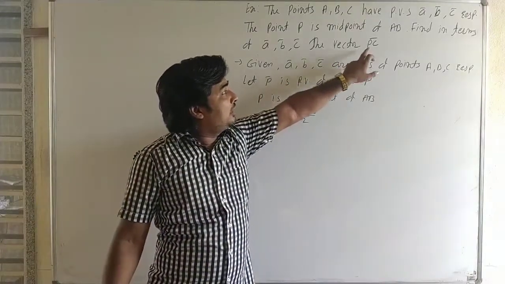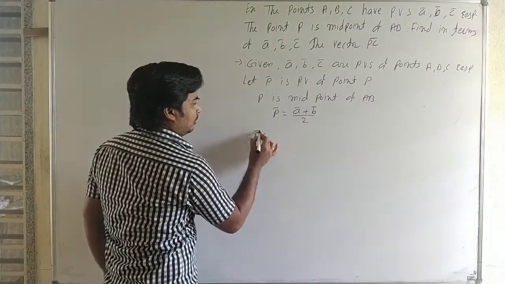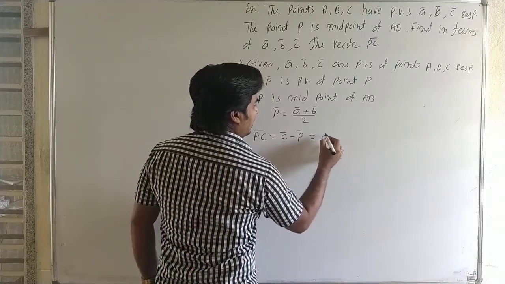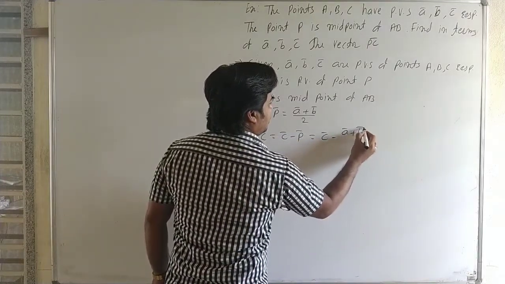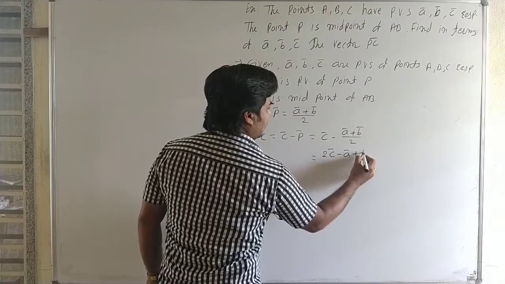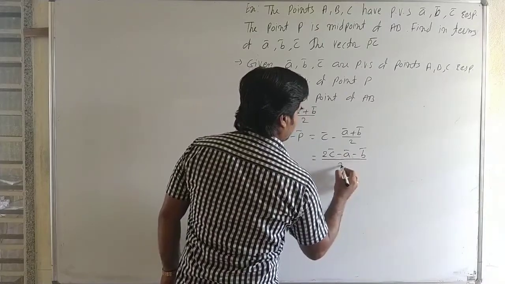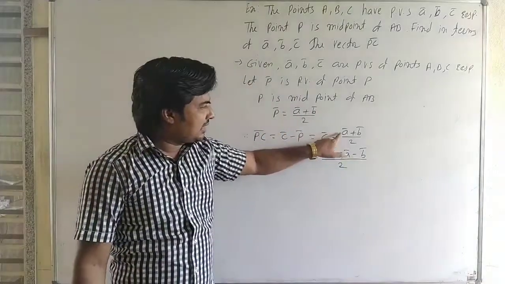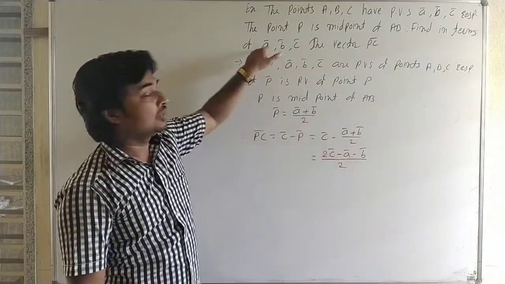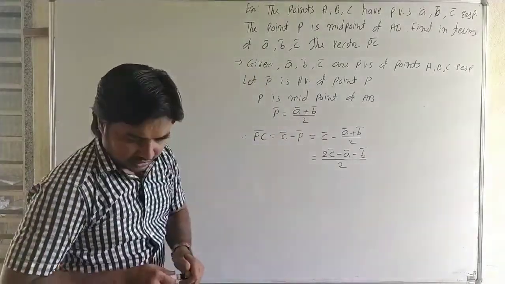Then we find the vector PC. Therefore, the vector PC is equal to C bar minus P bar, which is C bar minus A bar plus B bar upon 2, and then it is 2C bar minus A bar minus B bar upon 2. It is the vector PC in terms of A bar, B bar and C bar. Now we see the next example.